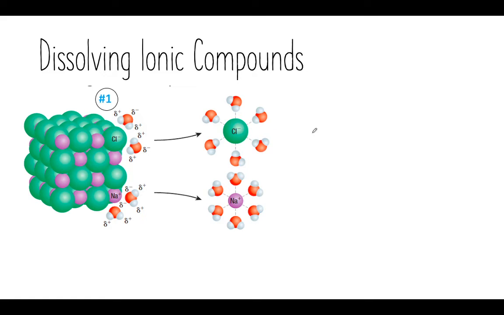So let's take a look at how ionic compounds dissolve. So earlier we learned about dissociation, right? If I've got NaCl, it's going to break apart in water into its ions, Na+ and Cl-. And when you've got an ionic compound like this, the structure in which it is held is known as a crystal lattice, right? It's held together like this. There are attractions between the positive ions and the negative ions.